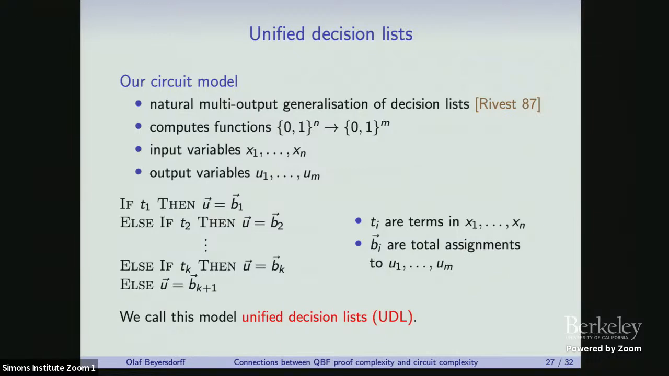But now we have to generalize it to multi-output decision lists. Before, we were always computing just one variable, now we have to compute multiple outputs. But it's really straightforward. So we have input variables x1 to xn. These are the existential variables. And we have output variables u1 to um. These are the universals. Otherwise, my list looks exactly as before. I have here terms on the x variables, and the b's are total assignments to the u variables. And we call this a unified decision list because, in a sense, this unifies all these single output decision lists that we had before.